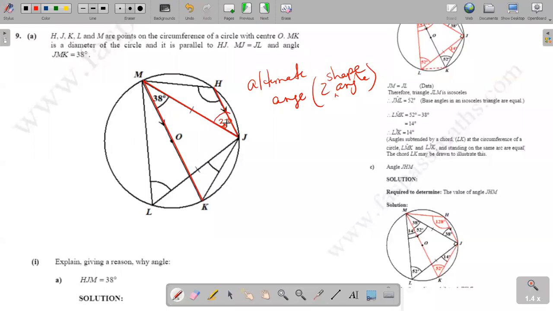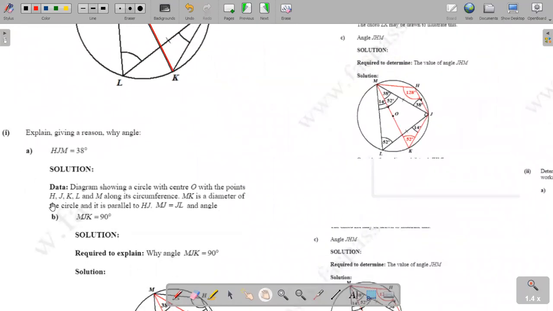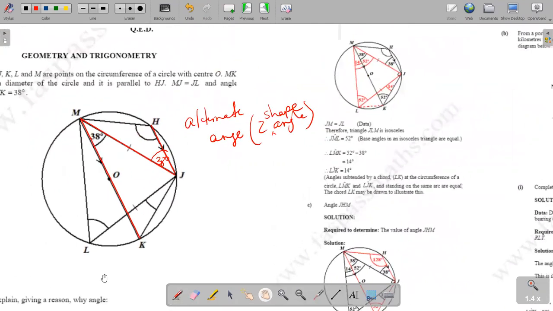That's the reason. Here they have some long drama saying that the diagram shows MK is the diameter of the circle and it's parallel. So if it's parallel, they are equal angles, and so on. Okay, good. All right, let's go. Next one.